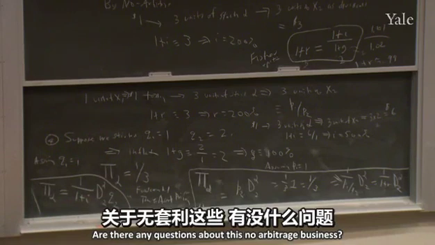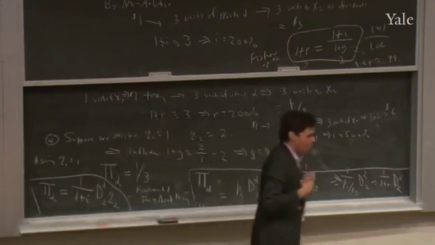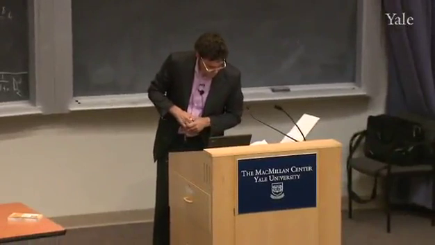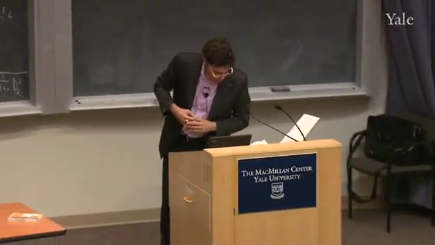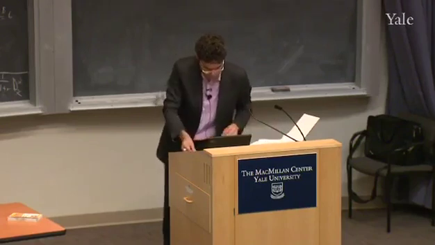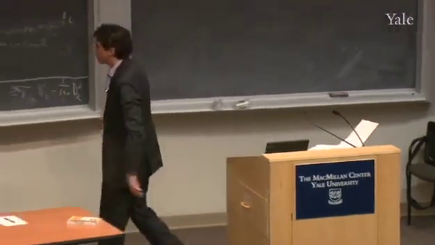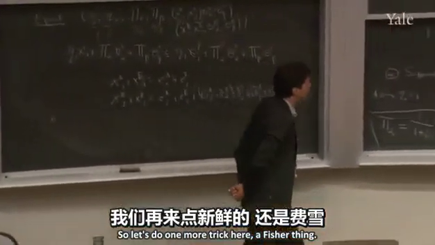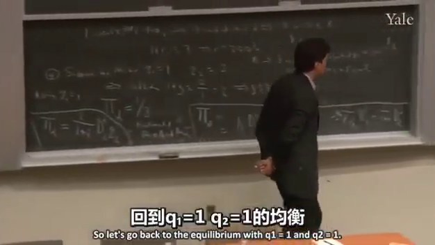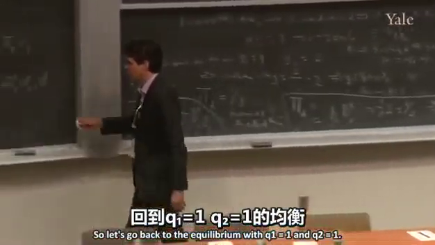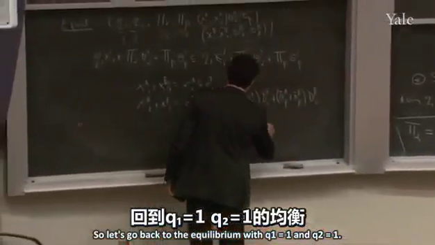Okay, are there any questions about this no arbitrage business? All right, so let's do one more trick here, Fisher thing. Let's go back to the equilibrium with Q1 equal 1 and Q2 equal 1.